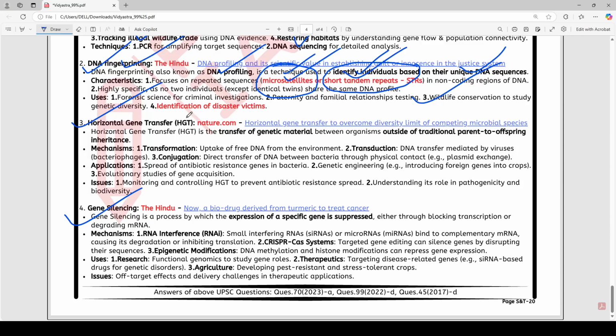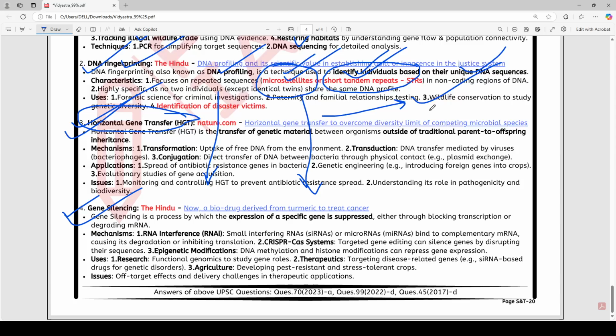Okay, horizontal gene transfer. You need to understand this, it is a very, very important topic. UPSC has already asked gene silencing in 2019. UPSC can ask horizontal gene transfer any year now. What is horizontal gene transfer? Normally, I got my genes from my mother and father. They got them from their mother and father, and they got them from their mother and father. So there is normally a vertical gene transfer from the parent-offspring relation. But there is also a horizontal gene transfer.